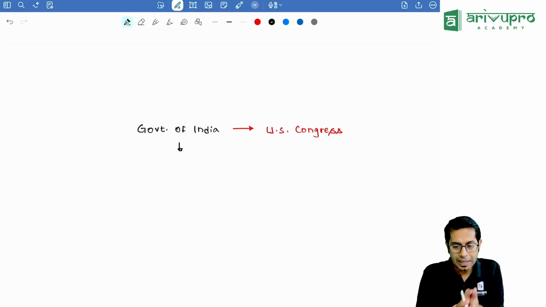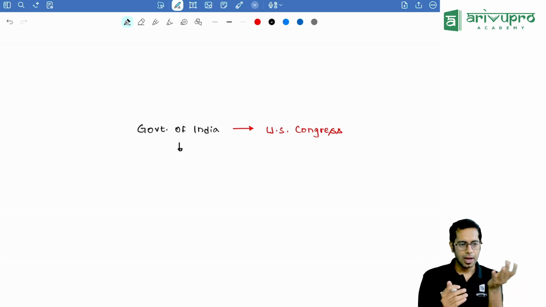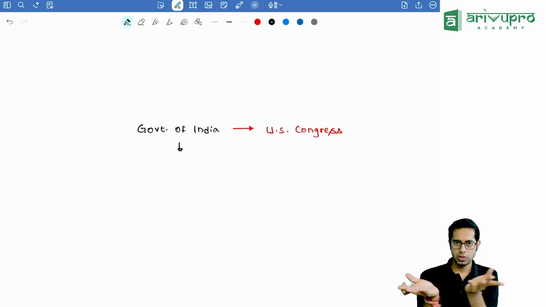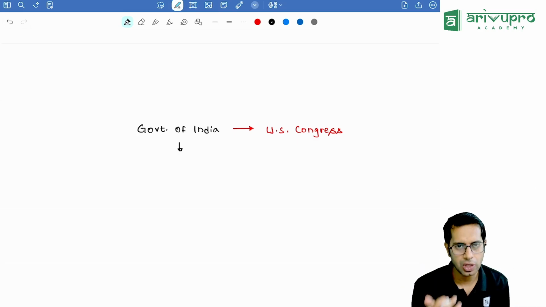Now, the government has many ministries under it. So, how is the government formed? There are an upper house and a lower house of parliament. That is what the government is, correct? So Lok Sabha and Rajya Sabha are there. That is only what the government is.